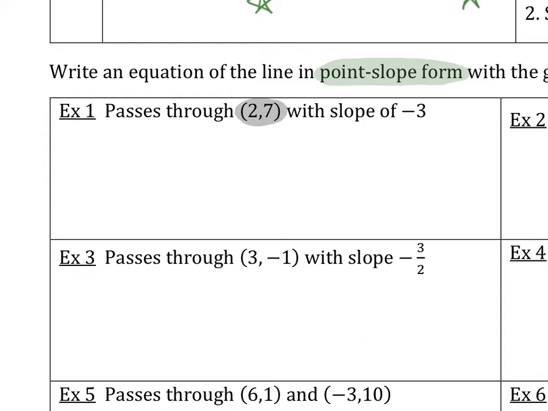They gave me a point and a slope. Okay, great. If they give me a point and a slope, I should probably use point slope form, which is what we want to do today. First thing I do is label everything.